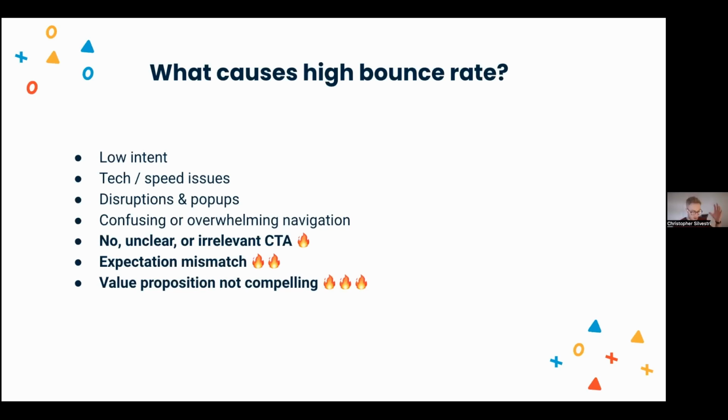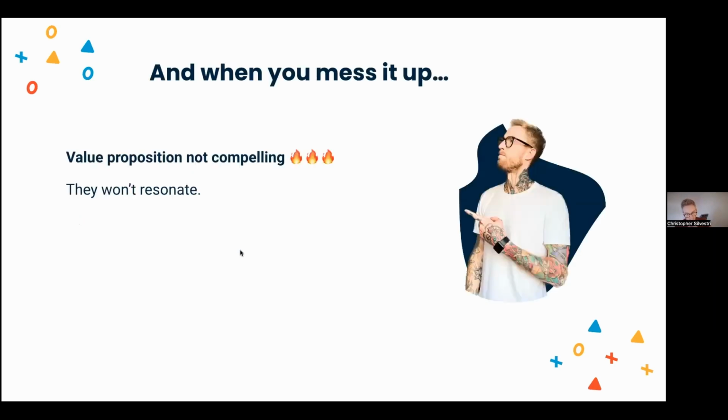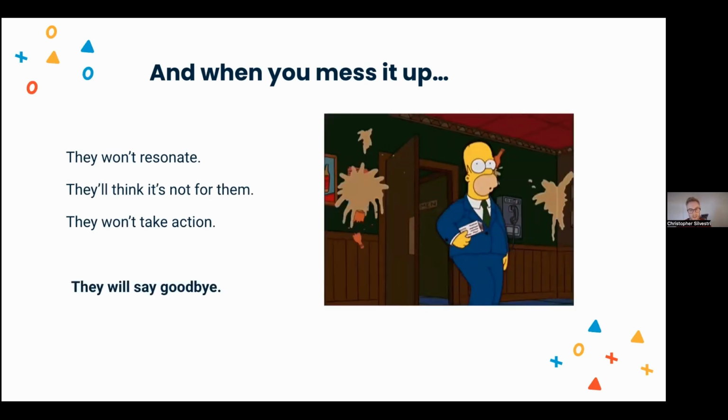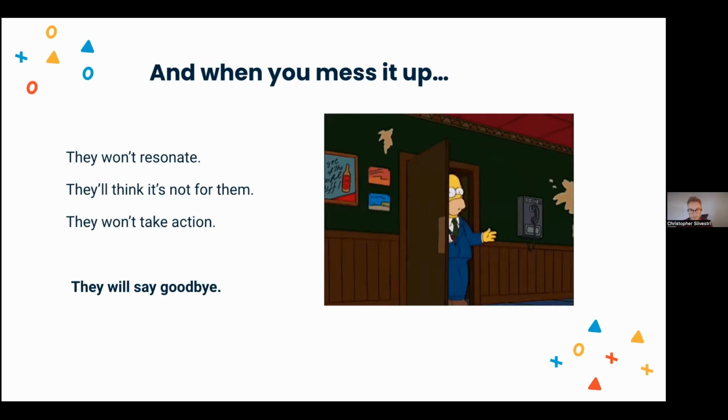There are a lot of deeper psychological causes behind this that we are going to look at in this masterclass. For the purpose of this masterclass and the homepage, these three are the most important and the ones that we are addressing. When the value proposition is not compelling, visitors don't resonate. When their expectations don't match, they'll think it's not for them. When the CTA is unclear or irrelevant or there's no real call to action, they won't take action. When you have all of these three, they will say goodbye. And that's when bounce rate comes in.